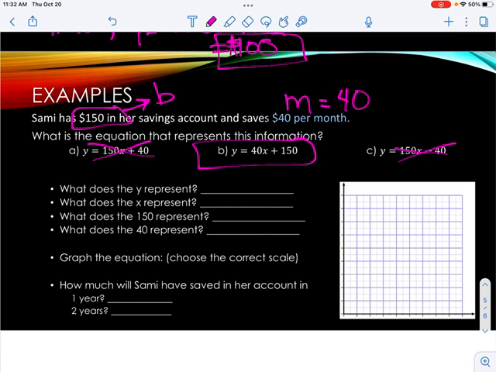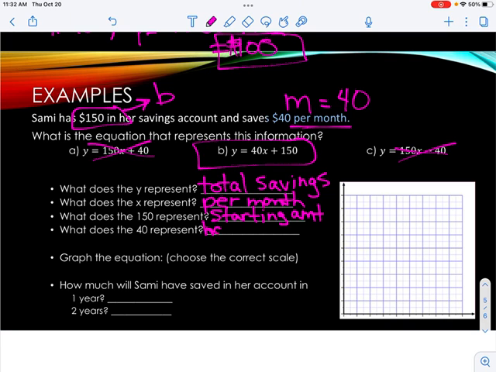What does the Y represent? That would be total savings. The X would represent the per month. And the 150 would be the starting amount. And the 40 would represent how much per month.